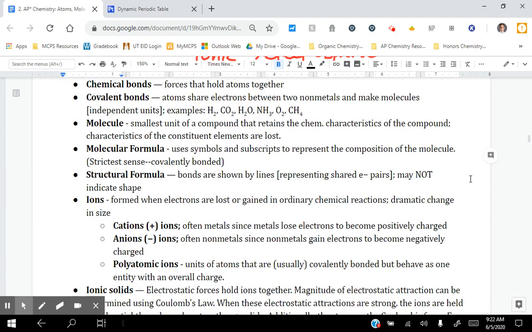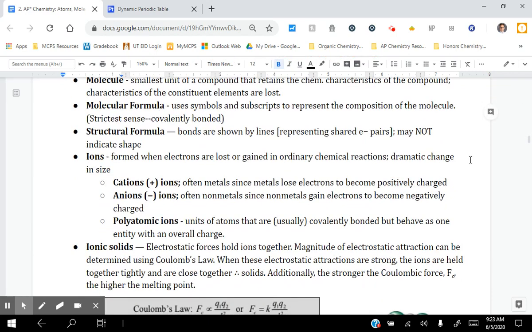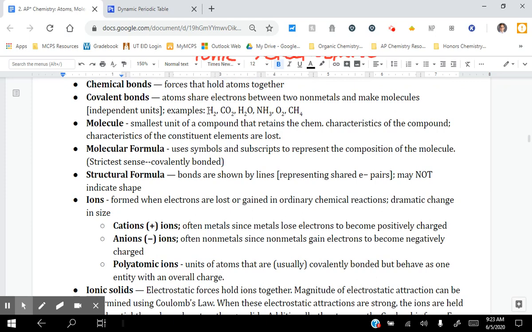When we're looking at structural formulas, those are things like Lewis structures, which you might have done in first year chem. Bonds are shown by lines represented by shared electron pairs. They may not indicate the shape, and we'll get to shapes in a different lesson, but it is good to know the difference between molecular and structural formulas. Molecular formulas just use symbols and subscripts to represent the composition of the molecule. So all of these up here are examples of molecular formulas. If I were to sketch out what these molecules looked like, then I would have a structural formula.